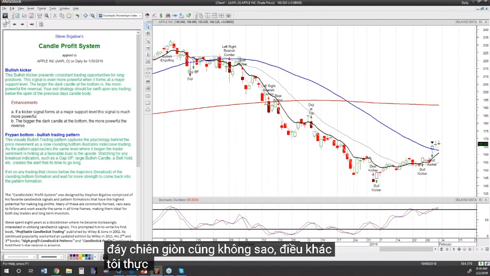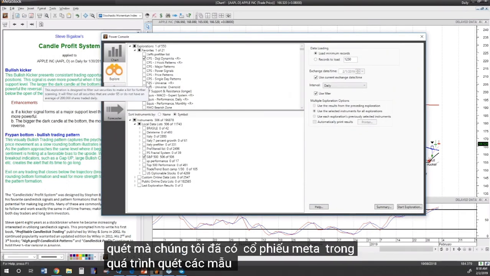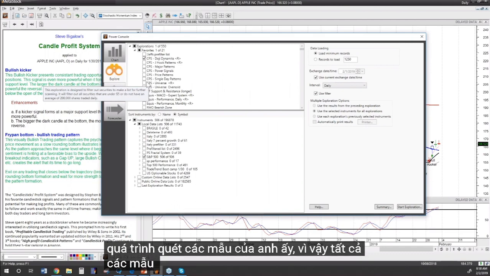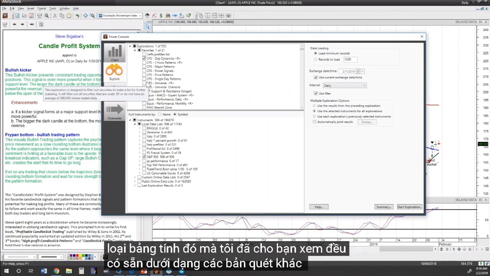Okay. The other thing I really like about it is the scanning that we've got in Metastock for his patterns. So all of those patterns that were in that spreadsheet I showed you are available as different scans that you can run.